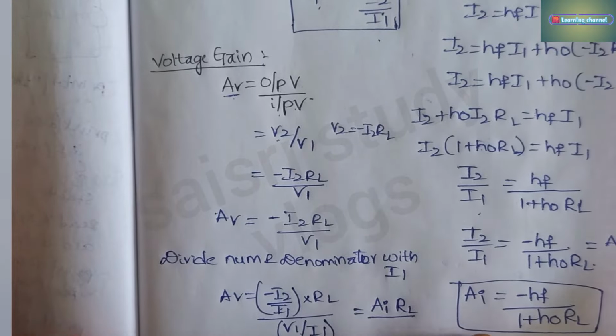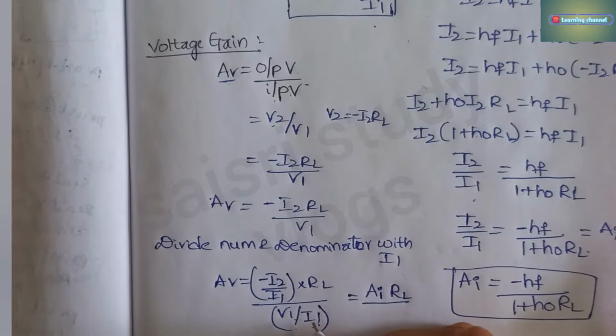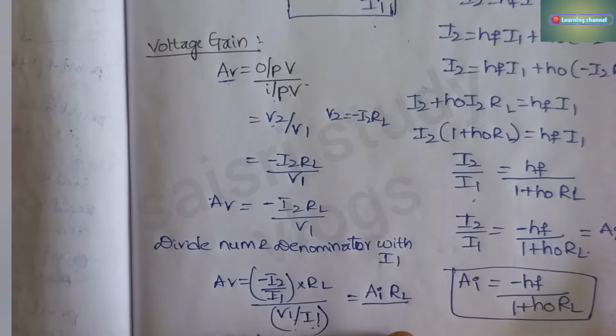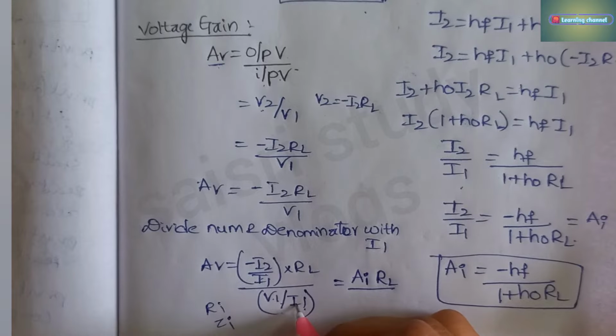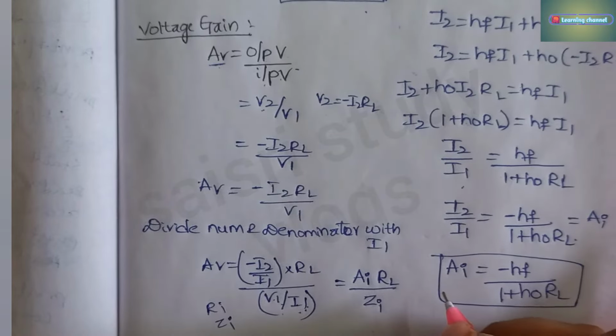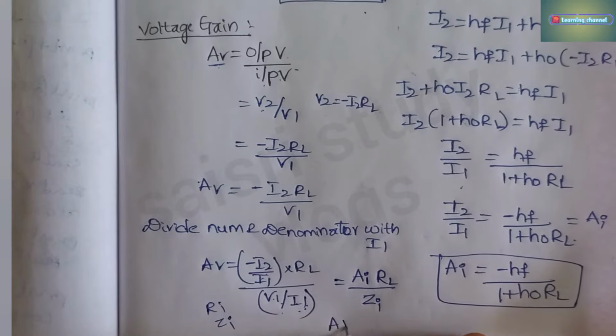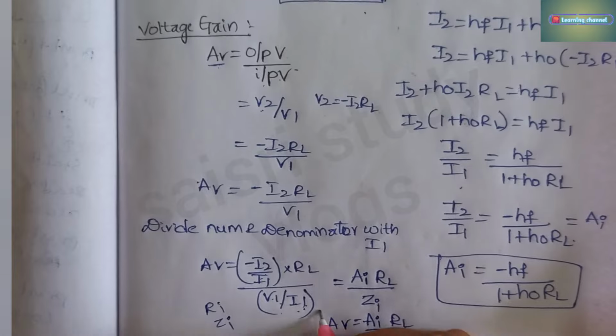This is nothing but the input impedance ZI or RI. In some textbooks it is given as RI, in some textbooks it is given as ZI. Both are the same, both are input impedances. So in place of V1 by I1, I am writing ZI, or you can write RI also. So AV is equal to AI RL by ZI.